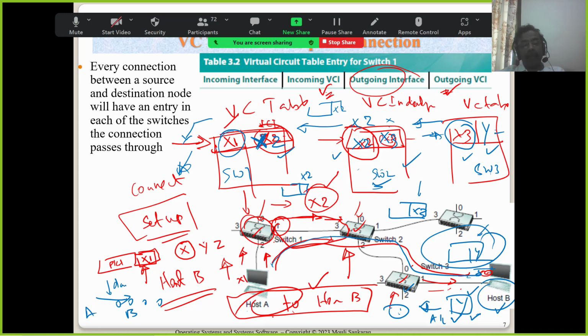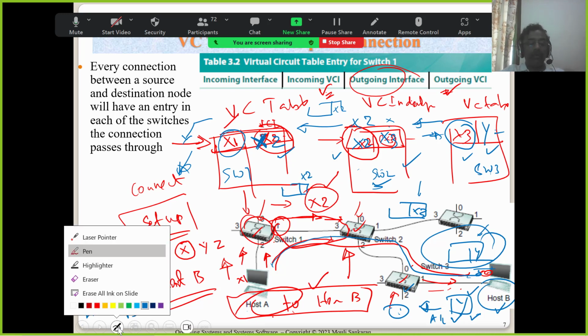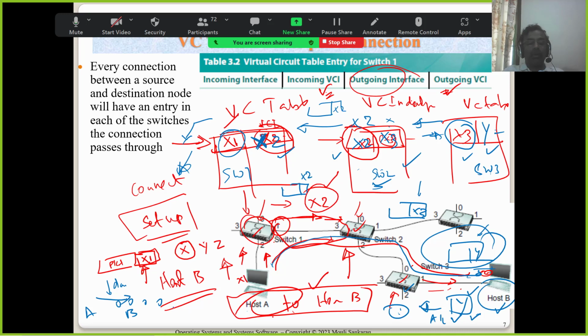Now when the data packet comes, let me take another color. Sorry, I have to live with these multiple things there. Let me take another color. Now imagine host A is sending data. It will put the data here, whatever data, and it will say x1. I am interested in sending this packet on this circuit that you have created, or the switch circuit you have set up from A to B.